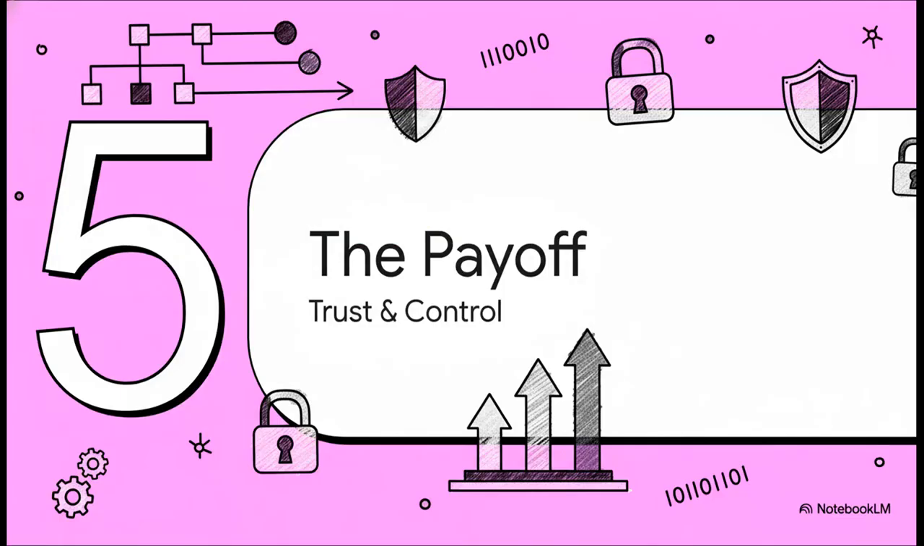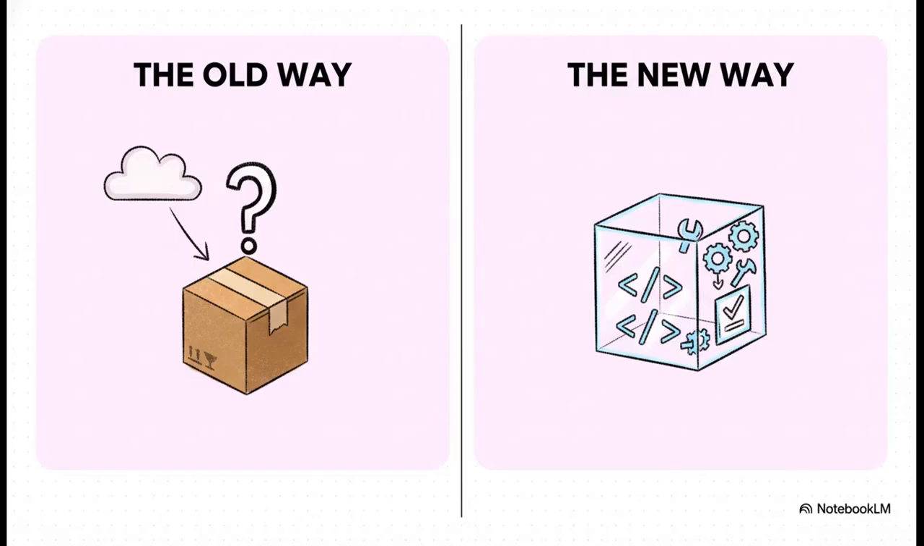Okay, so we've talked about what this is and how it works. But now for the big question. Why go through all this trouble? What's the actual payoff? Well, it all boils down to two huge things: trust and control. I mean, just look at the difference. The old way, with pre-built binaries, is totally opaque. You just have to trust it. But with the Fromager way, building from source, everything is transparent, happening in a sandbox you control.